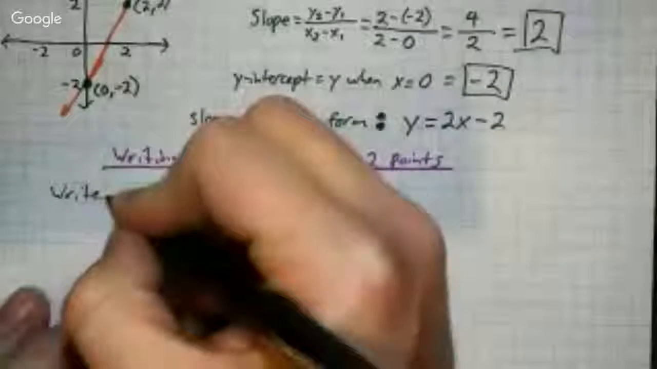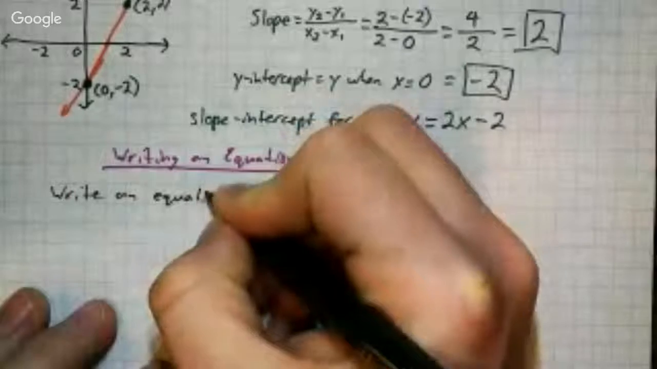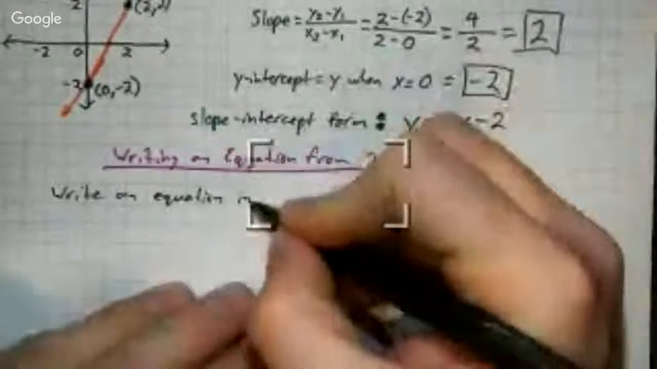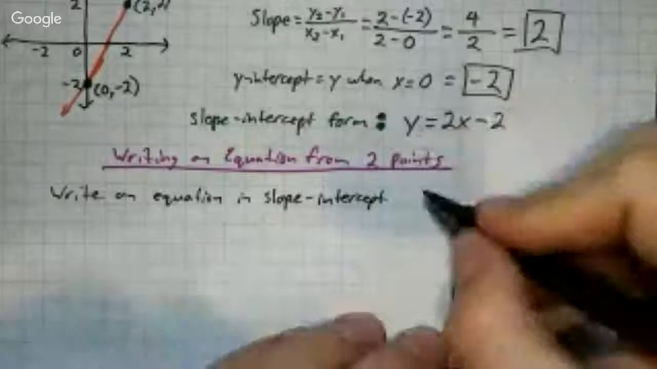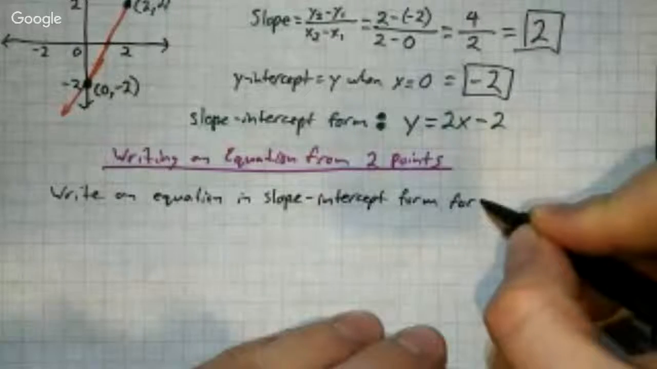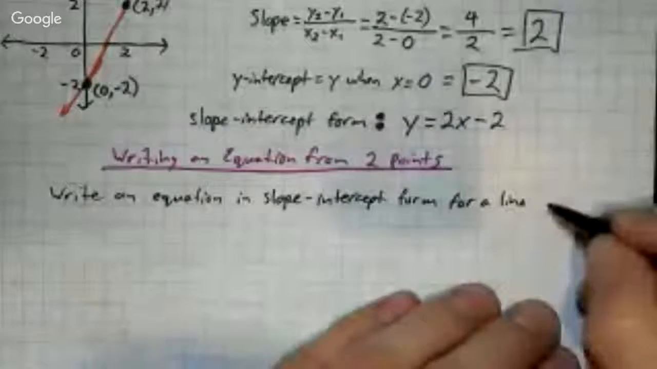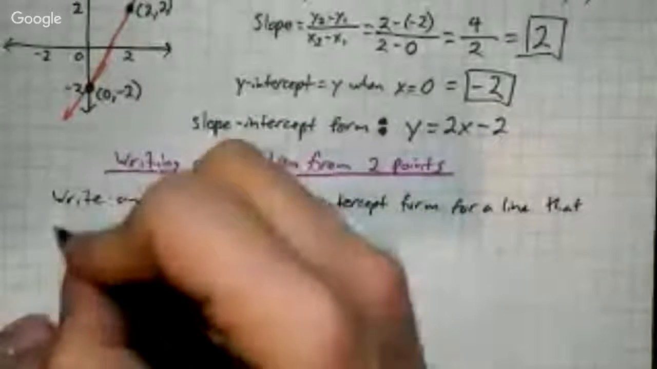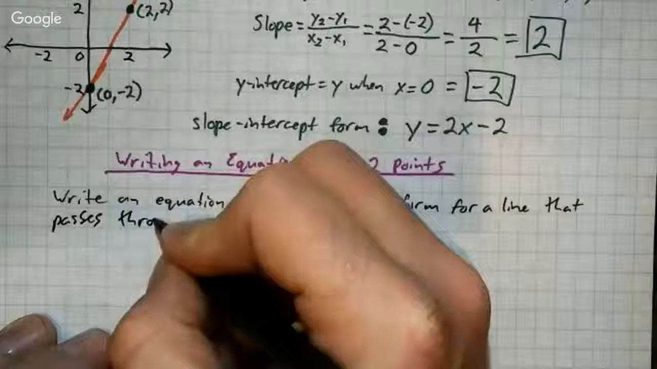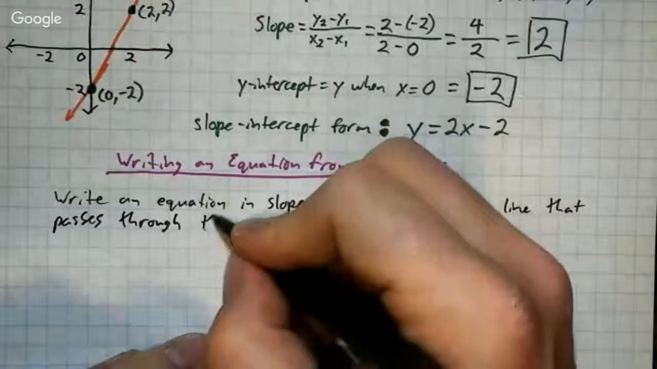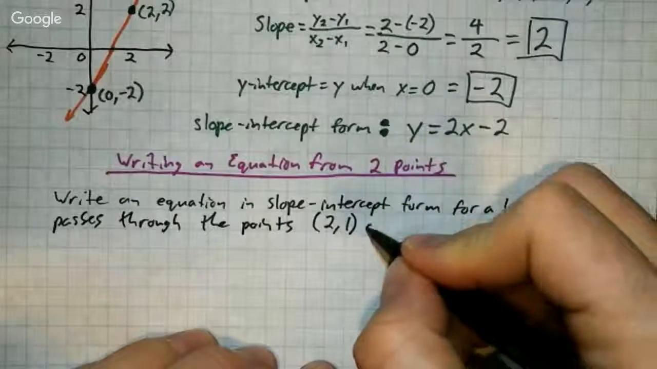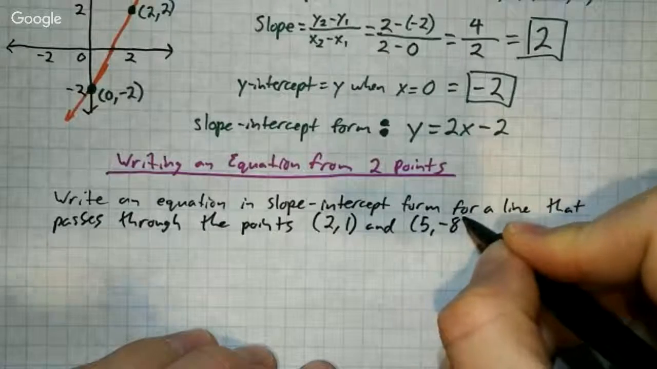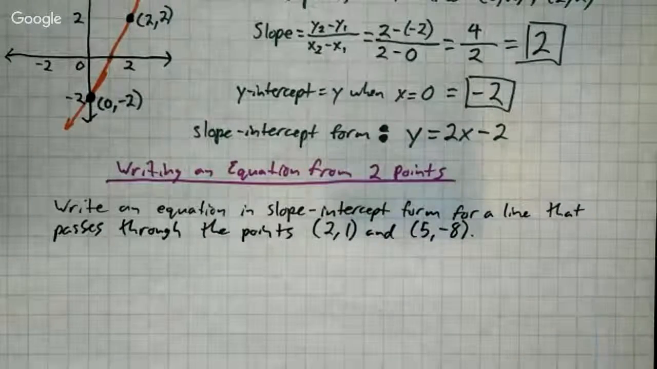The question states, write an equation in slope-intercept form for a line that passes through the points (2, 1) and (5, -8). So we're going to write an equation for that.